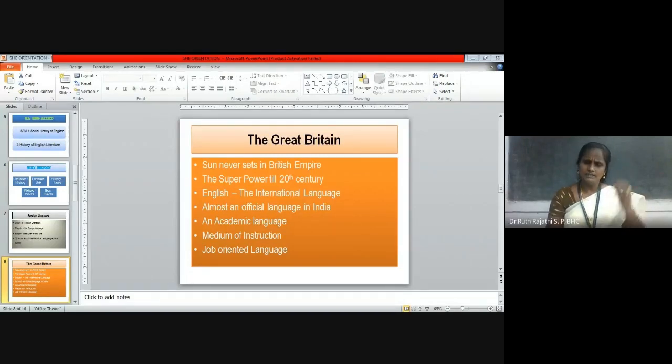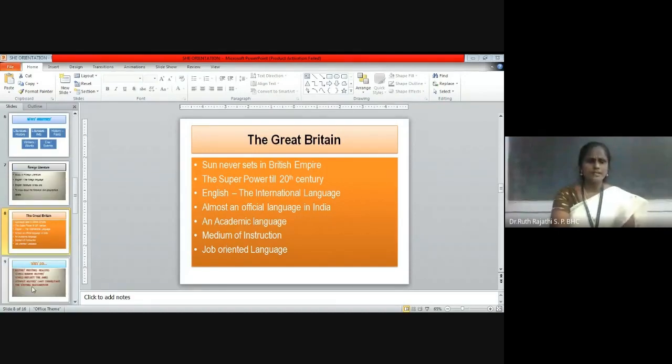So how are we able to talk about all these things? Only through history. Unless you know history, you can't see the greatness of Britain, or talk about the impact of the English language, how it has become this much, how it has impacted our India this much. So the social history of England is going to be the base foundation for you to move forward in the entire course.